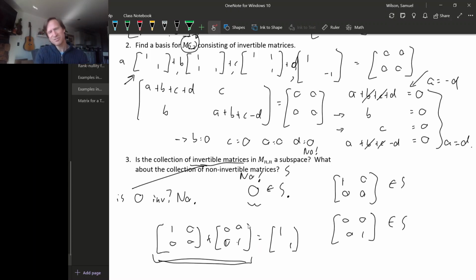So this just goes to show that some interesting properties in certain general vector spaces don't correspond to being a subspace. So whatever this collection of matrices is, it's not a subspace. It's something more complicated.